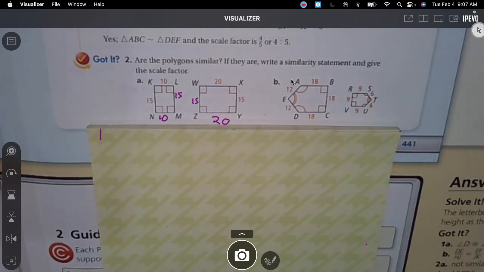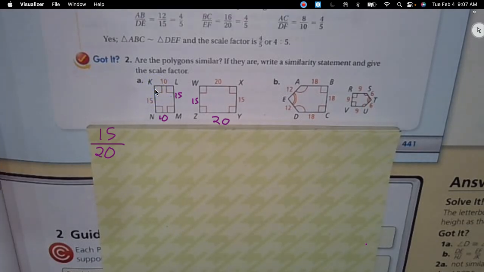15 goes with 20. Now let's start with the short side on this one. 10 goes with what? The short side on this one. 15. Okay. Now do those reduce to the same number? If I divide this one by 5, what do I get? 3 over 4. If I divide this one by 5, what do I get? 2 over 3. So are those similar?